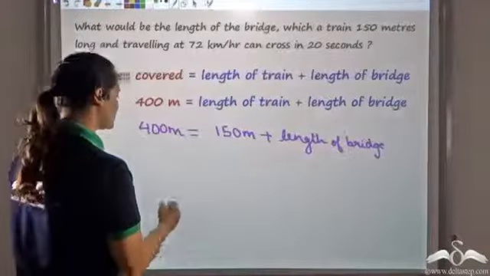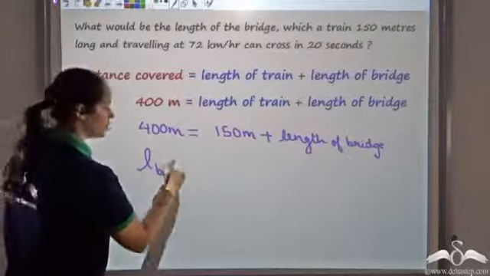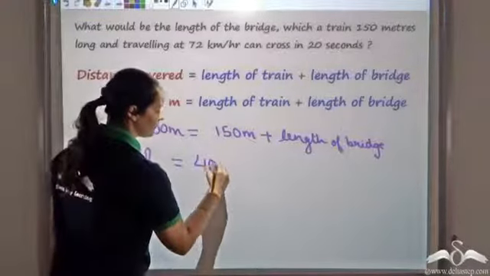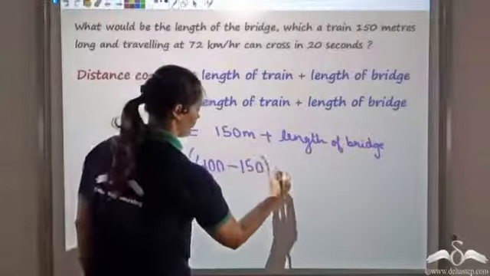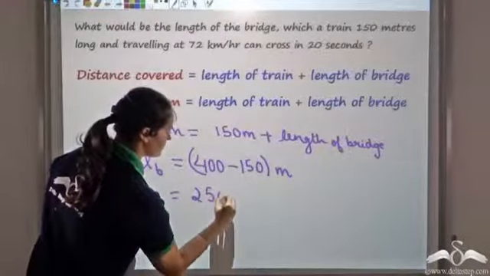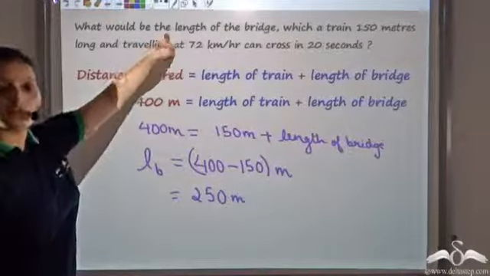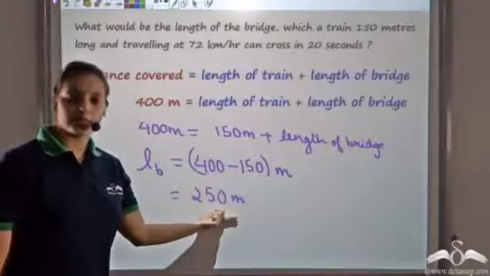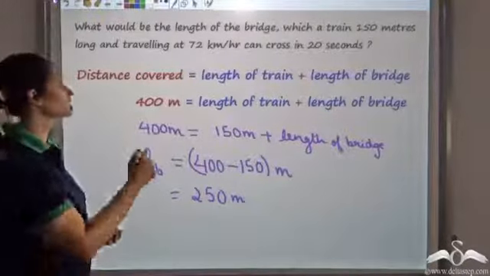So length of the bridge, let's say LB, length of the bridge would be equal to 400 minus 150, which is equal to 250 meters. So we found the length of the bridge. We wanted to find the length of the bridge, and length of the bridge is equal to 250 meters. So that's how you can use this to find the length of the bridge.